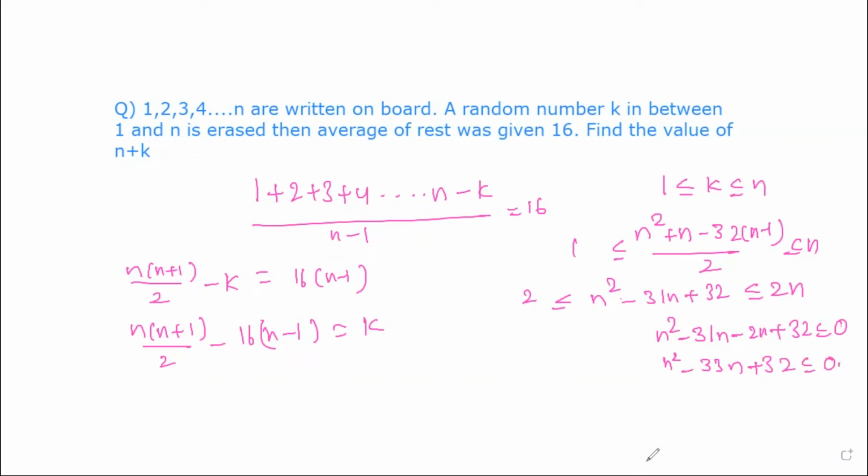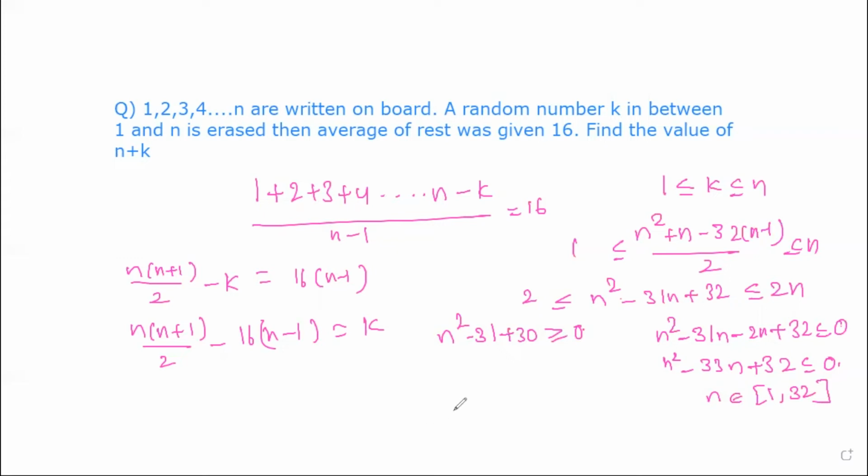So the roots of this equation can be 32 and 1, where the sum of the roots becomes 33 and the product of the roots will be 32. So n belongs to 1 to 32 is a solution for this. On the other side, if I'm solving n square minus 31n plus 30, it's greater than or equal to 0.